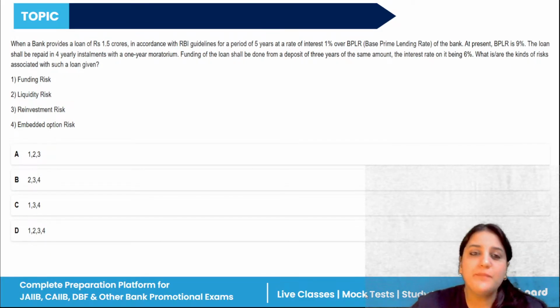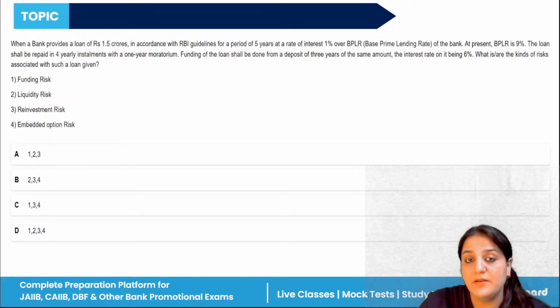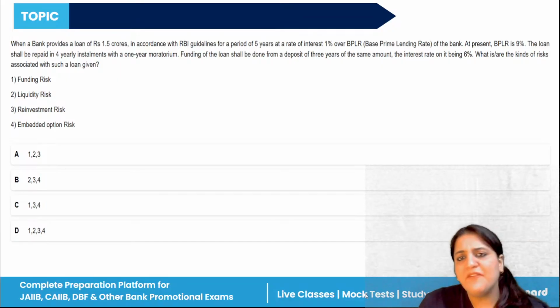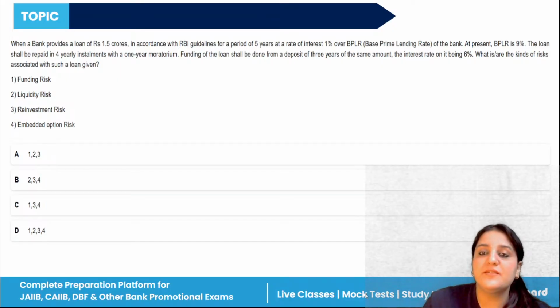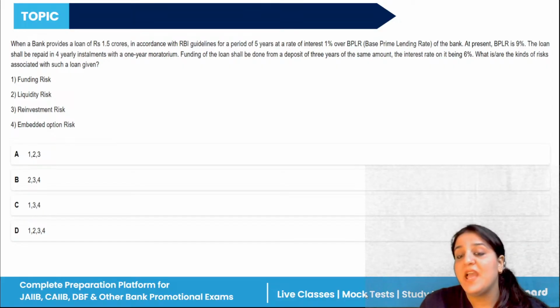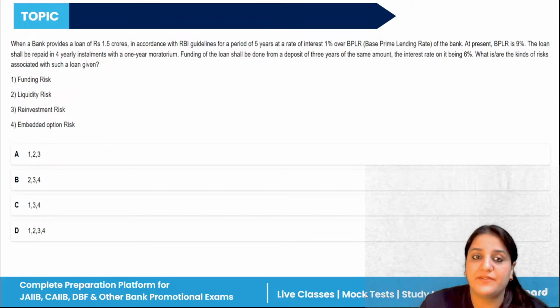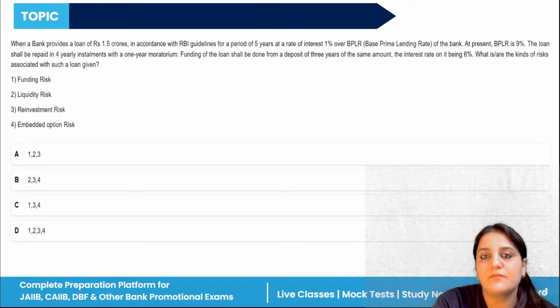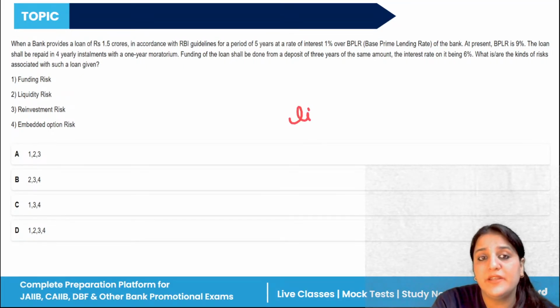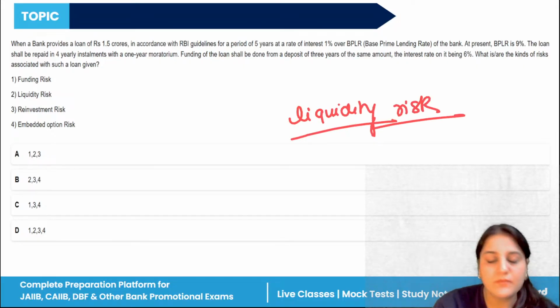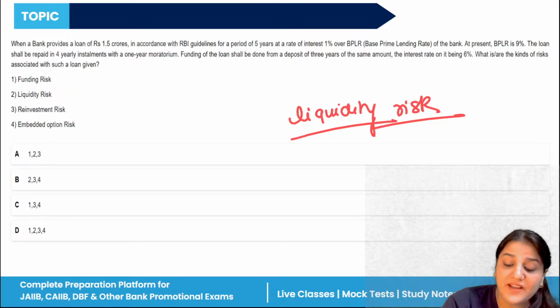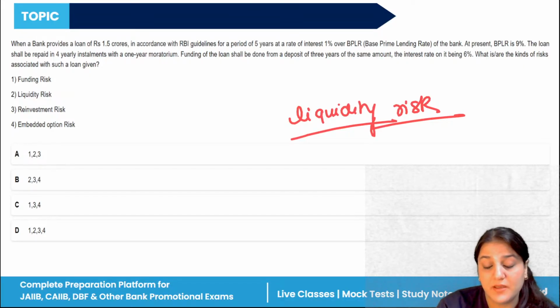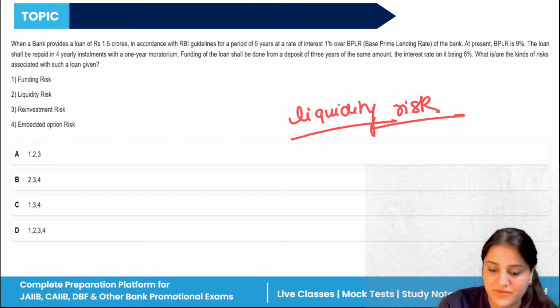We know that the deposit out of which the loan is given would become payable at the end of 3 years. But after 3 years, only 50% of the loan shall be repaid. Hence, there may be funding risk. And in this case, there is a default in payment, that is called the liquidity type of risk.